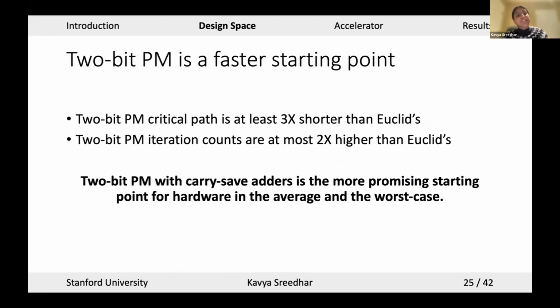So what we see from this is that the 2-bit PM critical path is at least 3 times faster compared to Euclid's critical path. But the 2-bit PM cycle counts were only at most 2 times higher. So this suggests that, in contrast to all prior hardware works, it's actually more advantageous to implement the 2-bit PM algorithm in hardware with carry save adders for better performance, both in the average and in the worst case.